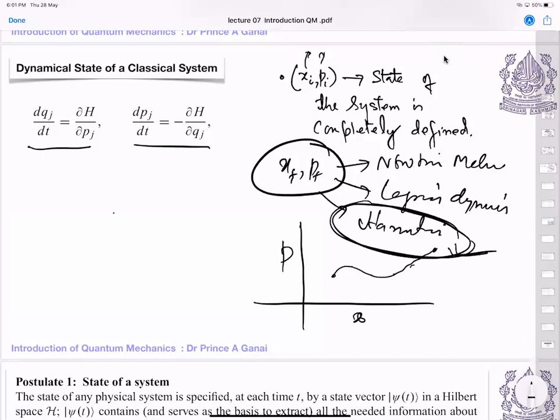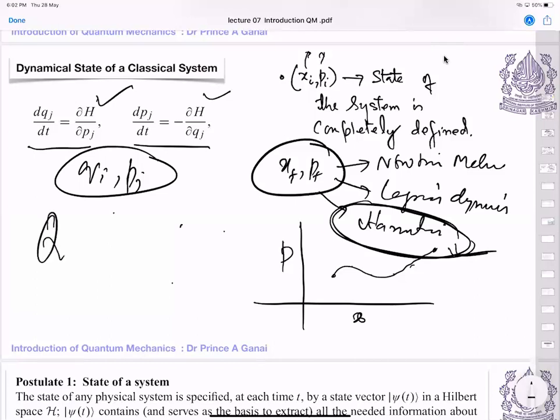So dq_i/dt is ∂H/∂p_i, the differentiation with respect to momentum, and the rate of change of momentum is −∂H/∂q_i, where q_i and p_i are the canonically conjugate coordinates. So they are the dynamical variables, some sort of positions and velocities in the system. As I know the initial position and initial velocity, at any instant I can find position and velocity through these equations. Then any physical quantity, any dynamical variable, is a function of the position and momentum.